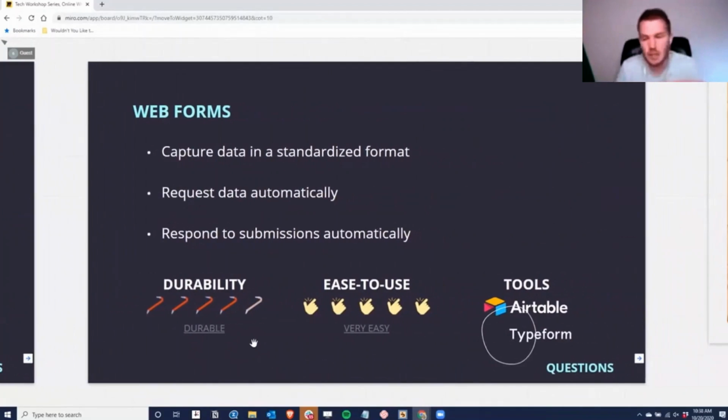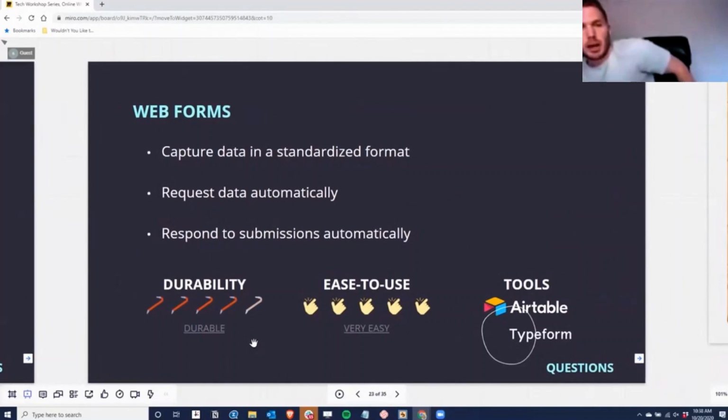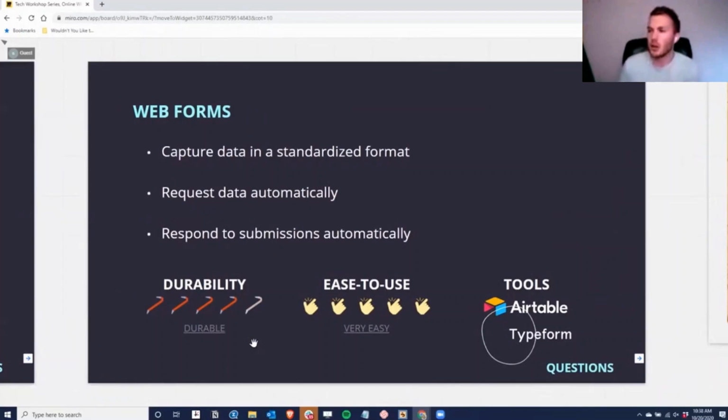Web forms. This seems kind of basic, but it's something that's very underutilized in our profession, I think. You think about the amount of emailing we all do. Good grief. We do a lot of emailing, and that's inherently inefficient because there's no structure to it.